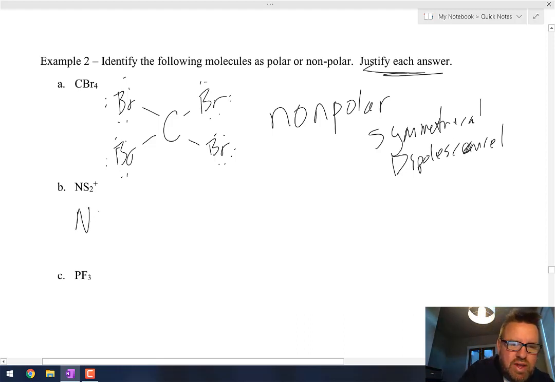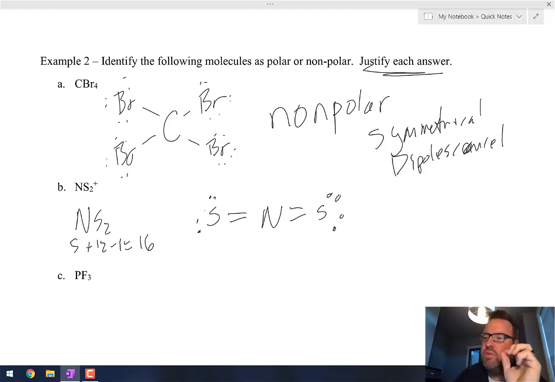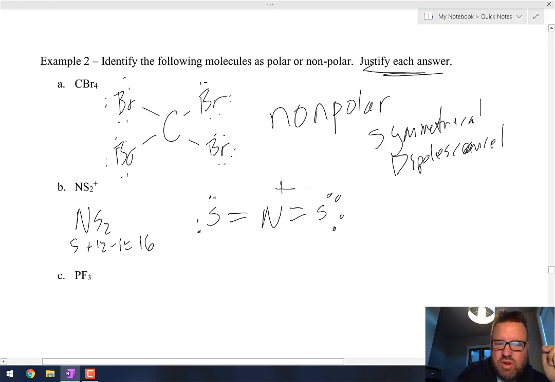Okay, NS2. NS2 has 5 plus 12 minus 1 is 16 electrons. So we're going to end up with this. Not oxygen, oops, I was thinking it was CO2. With this molecule, you can see that there are dipoles there. In terms of which one's more electronegative, nitrogen's farther up, but sulfur's farther to the right. Which one's more electronegative? I don't know, and I don't care. But I do know that those definitely are polar bonds. But let's say that sulfur's more electronegative. Then you've got a dipole going this way and a dipole going this way. It doesn't really matter. It is a linear molecule. They do cancel each other out. Therefore, non-polar.